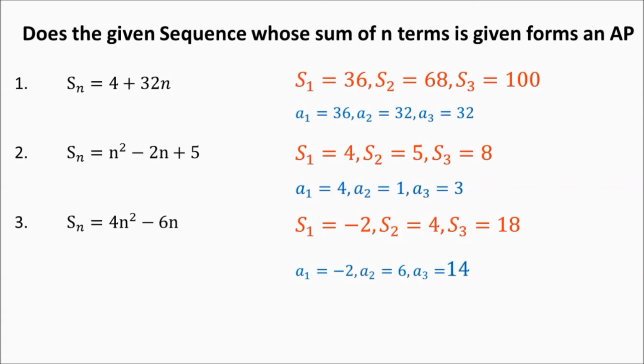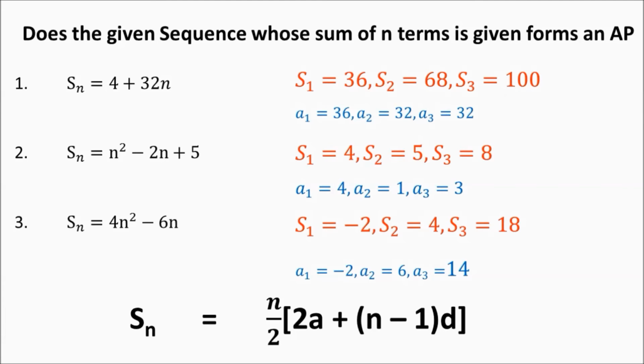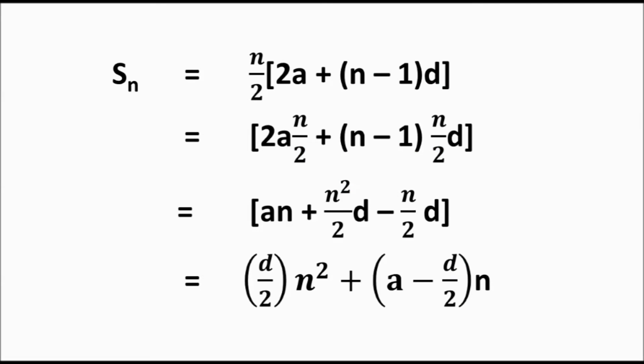If we recap the formula to find the sum of n terms of an arithmetic progression, it is n by 2 times (2a plus (n minus 1) into d). And if I expand the right hand side, students observe very carefully, we will get a quadratic expression in n. Moreover, there will not be any term which is independent of n. If you observe, the coefficient of n square will be d by 2. It means the common difference is twice the coefficient of n square.